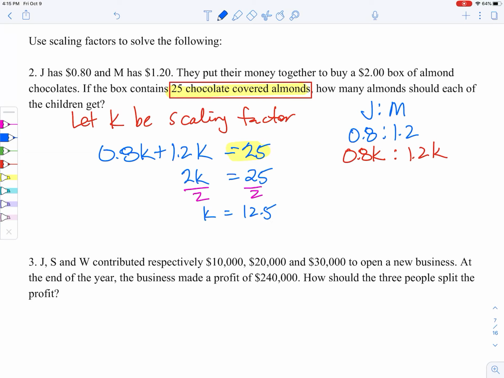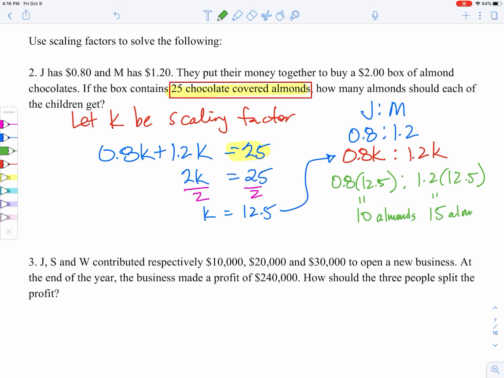But I want to go back and solve now. I'm going to use this. And I know that J got 0.8K. So it's going to be 0.8 times 12.5. 0.8 times 12.5 equals 10. And then 1.2 times 12.5 equals 15. So that means that J gets 10 almonds and M gets 15 almonds.